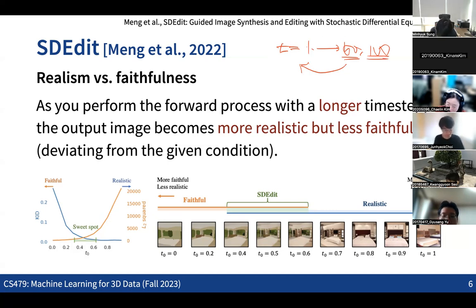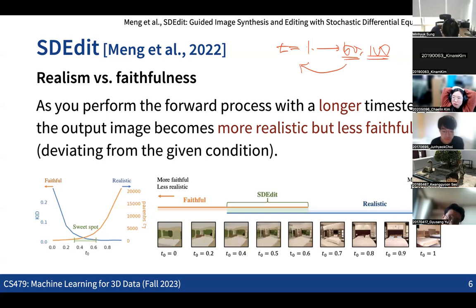So basically, there will be some kind of trade-off depending on the number of time steps that we are running the forward and reverse processes. You may get results which are really close to the input that the user provided, while the output may not look that realistic. So you may try to play with the number of time steps to find the sweet spot, where you are getting results which are close to the input that you are providing and also look quite realistic. So that's the very simple idea of how we are playing with the diffusion model for the editing setup.